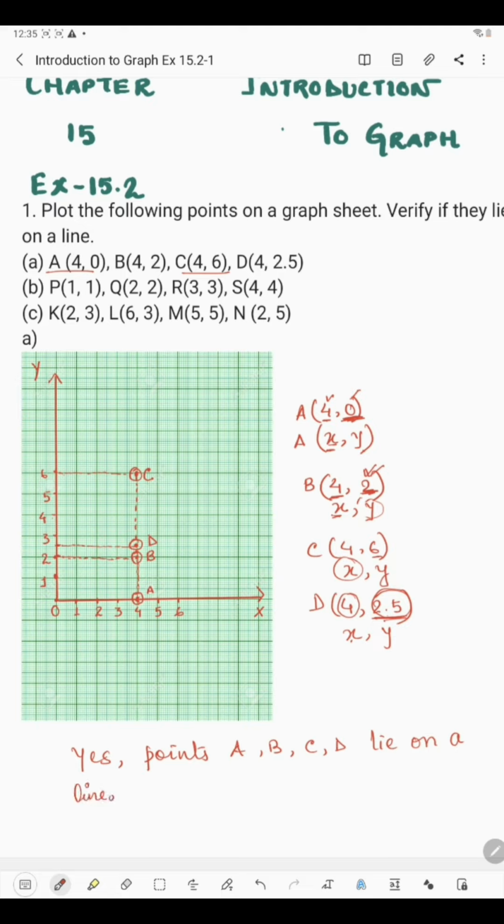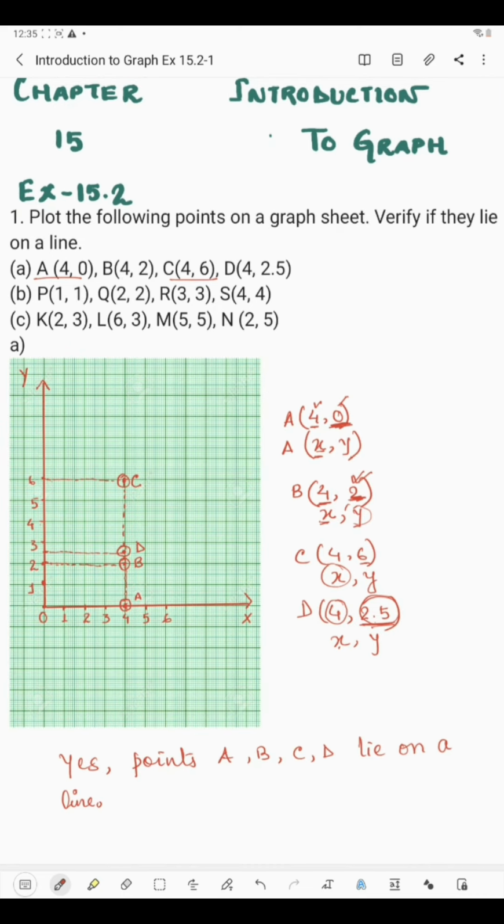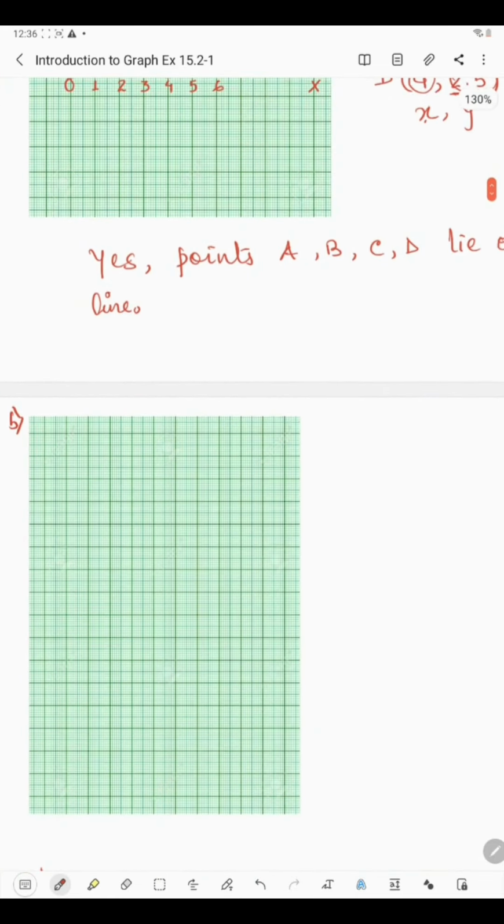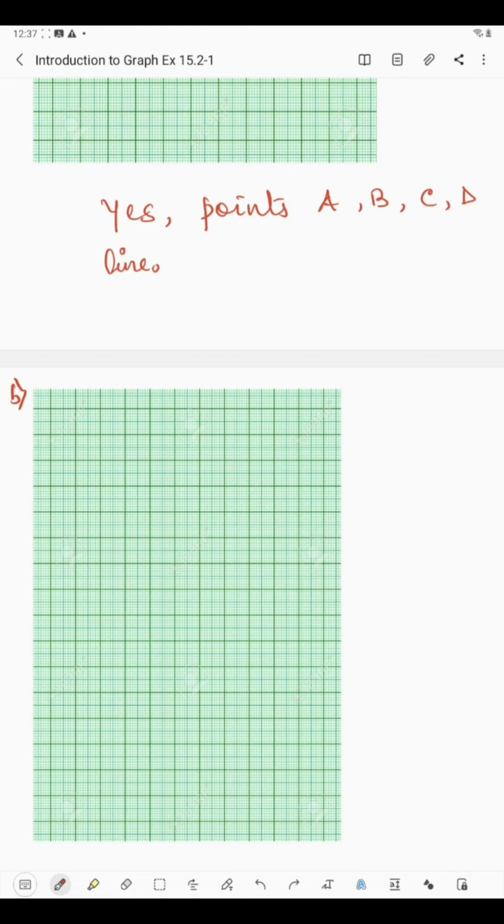Okay, now coming to B part. Now again we will have to draw the two axes for plotting these points on the graph sheet. We will be drawing them with the dark green color line. Okay, this is the vertical axis and this is the horizontal axis.